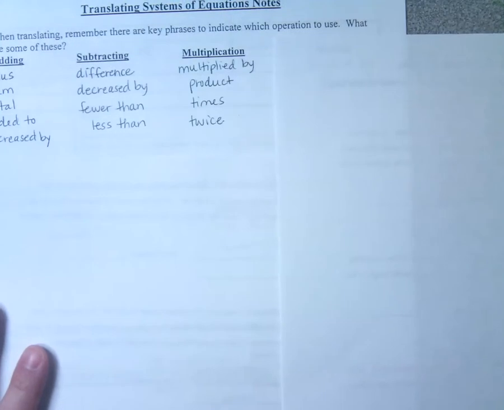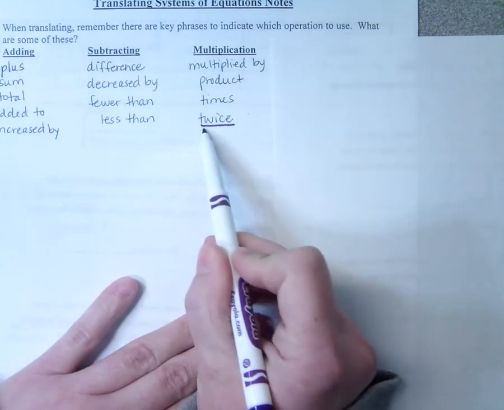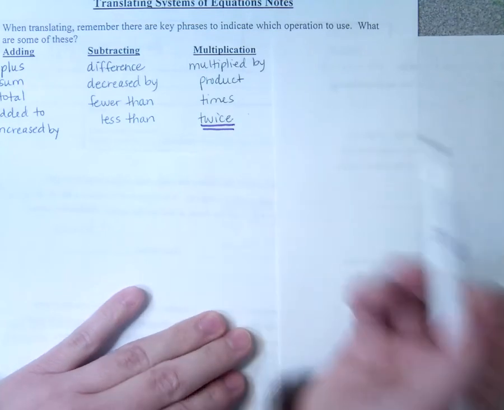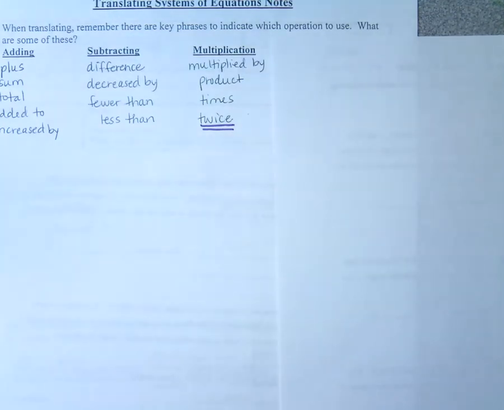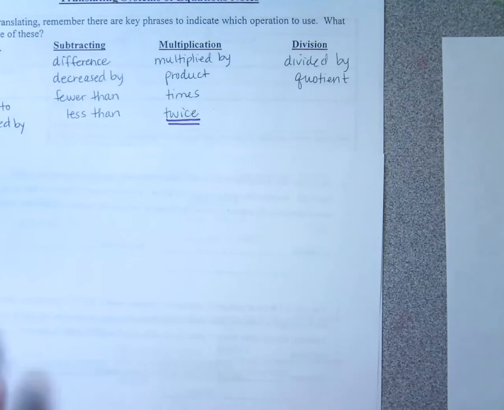These are some of the words that mean to multiply. Multiplied by, product, times, twice. I know a lot of my students in the past have had issues with that word twice. It means to take something times 2. Sometimes my students think that it means to square something, but it means to multiply something by 2. Okay, and then a couple words that mean to divide. We have divided by and quotient.